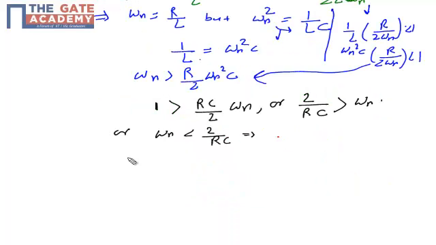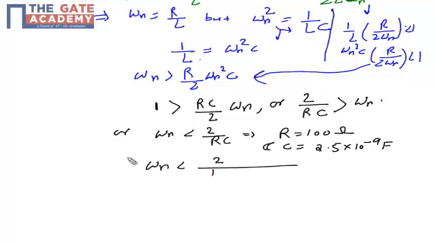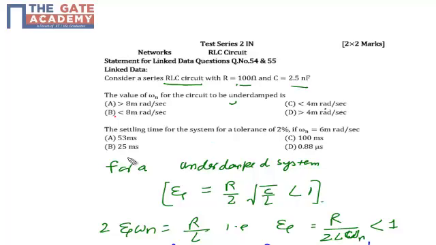Now if you put the value of R as 100 ohm and capacitor C as 2.5 into 10 raised to the power minus 9 farad, omega n will be 2 upon 10 square into 2.5 into 10 raised to minus 9, which is omega n less than 8 megaradian per second. Omega n is less than 8 megaradian per second. So for the first question, the correct option is option B. Omega n is less than 8 megaradian per second.